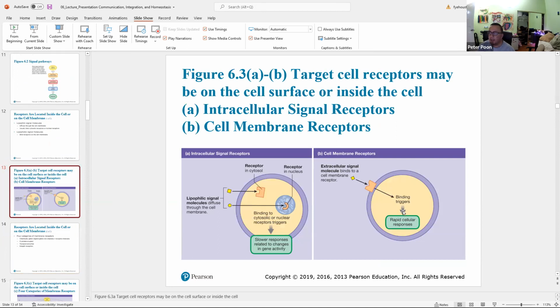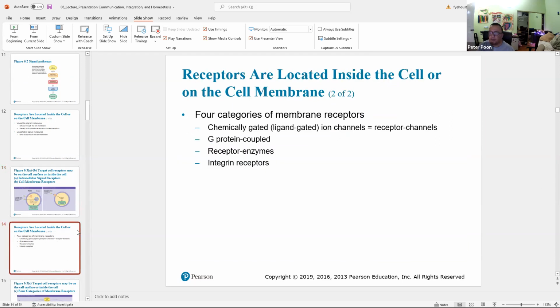Okay. So this is the difference, right? Rapid response, slower response. Because it has to go through the nucleus and make new genes, that usually takes a lot longer. This one is much faster.